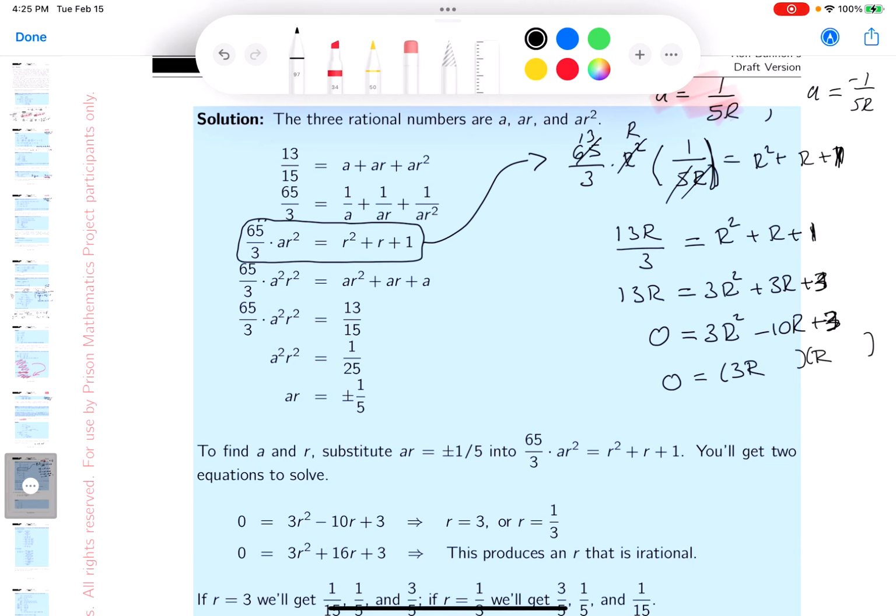And I got this now. So it's going to be 3 here minus, let's just see if it works. You get 3R squared, minus 9 minus 1 is minus 10, and you get plus 3. So R is a rational number. I'm expecting that. It would be 1/3 or R equals 3.